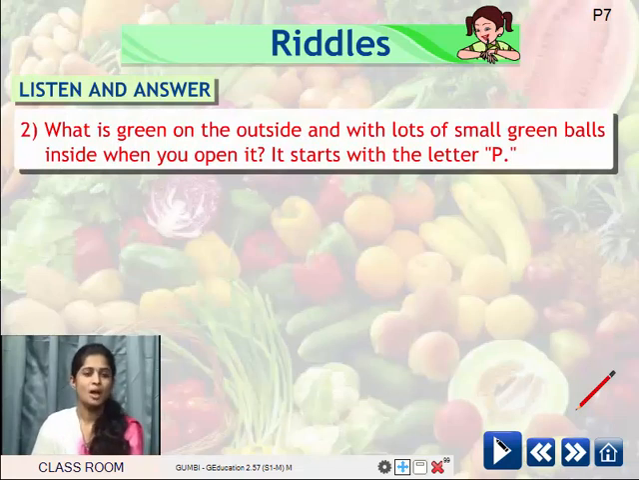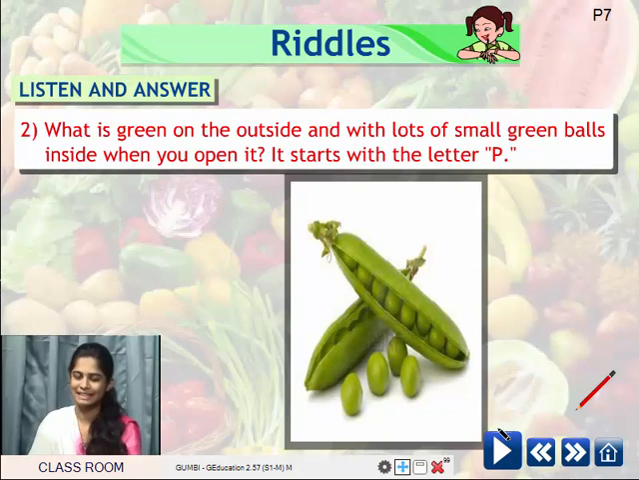Okay. So, the riddle is, here it is. What is green on the outside and with lots of small green balls inside, when you open it? It starts with the letter P. One more clue, students. It's a vegetable. What am I talking about? Okay, observe this. Yes, I am talking about peas. So, here I gave you the clue and the answer is peas. It's very simple, right? Shall we solve few more?